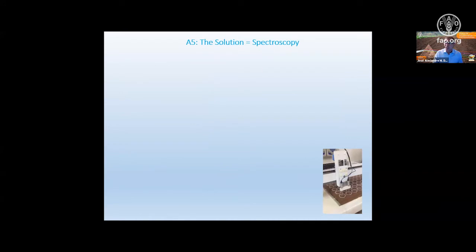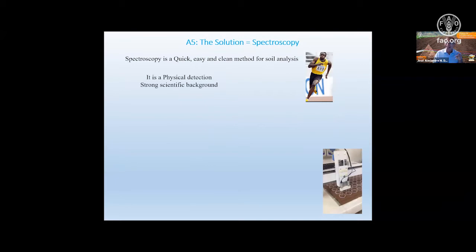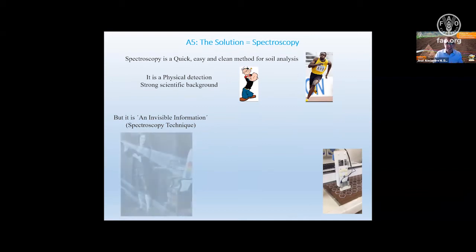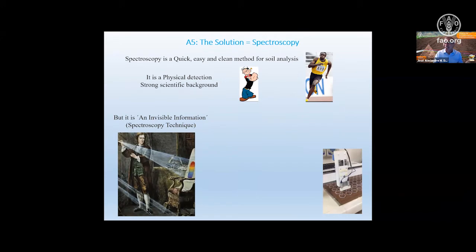So the solution is spectroscopy. Why? Because it's a quick, easy, clean method for soil analysis, and it has physical detection. It has a strong scientific background, but it has a little issue for people who do not know it. I call it invisible information, because you really cannot see it. You have to understand it.